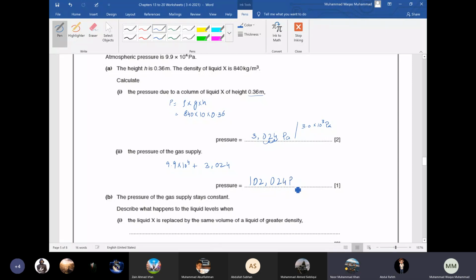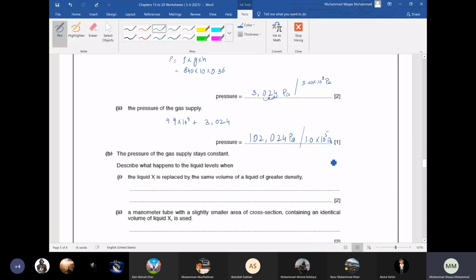Pascal? Yes, sir. Beta, it's better to write 3.024. You can convert that into the exponent form or standard form. Then 1, 2, 3, 4, 5. What can you write? 1.0, or you can write 1.02. It's up to you. 1.0 times 10 to the power 5 Pascal. So you can also write it this way. Beta, got it? Yes, sir. The pressure of the gas supply stays constant. Beta, the pressure of the gas supply does not change. Okay.